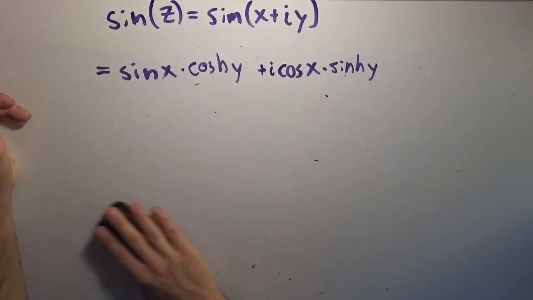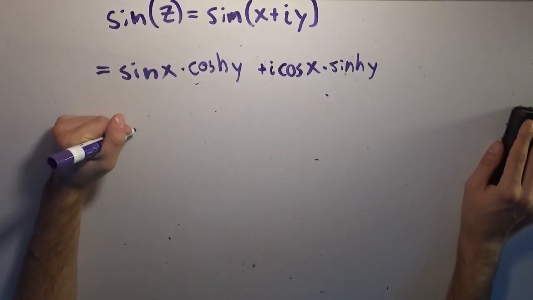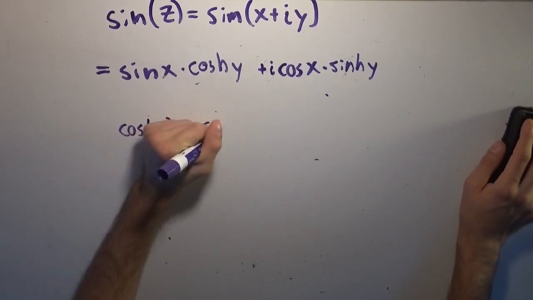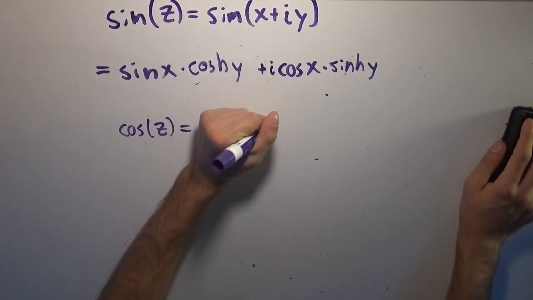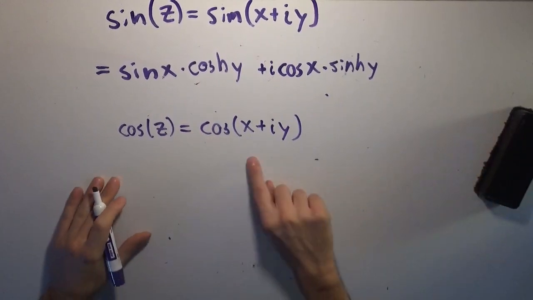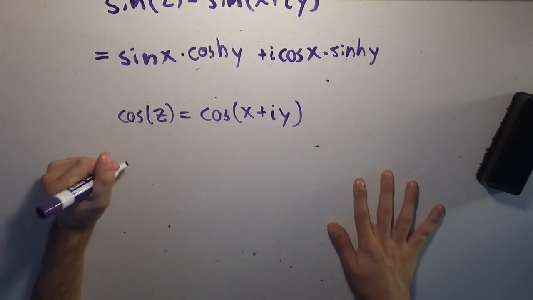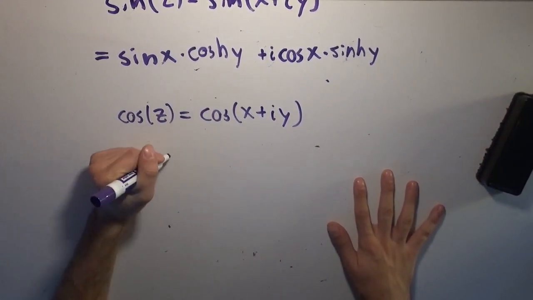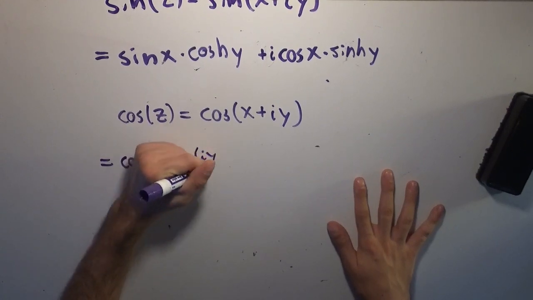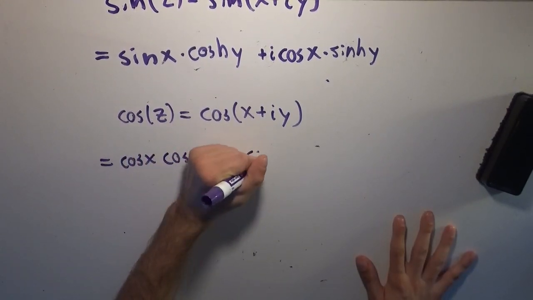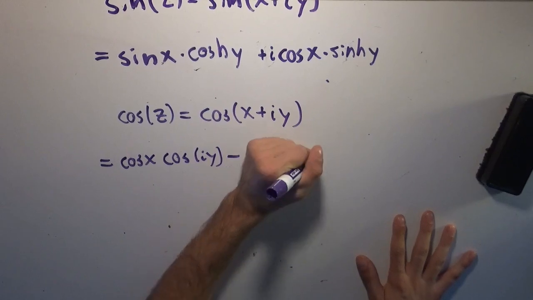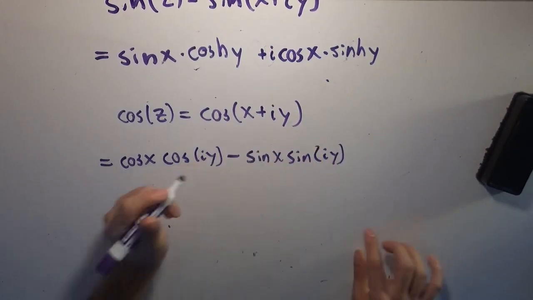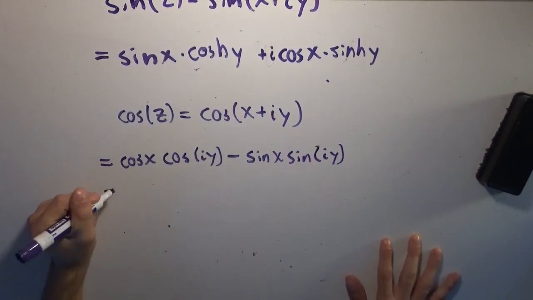And basically the same idea is going to happen here with the cosine of z, which is going to be the cosine of x plus i times y, and we're going to do the same thing with the cosine sum formula. This is equal to the cosine of x times the cosine of iy minus the sine of x times the sine of iy. But we already know what these two things are equal to, so we can simply replace them.